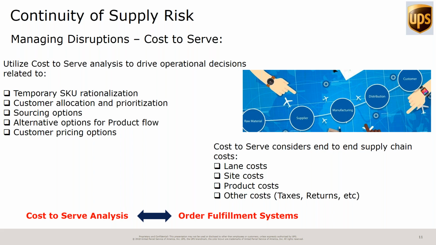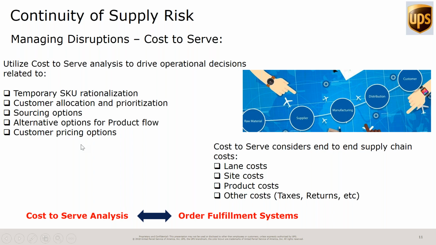And utilizing that to hard code all of those logic and rules on the key decisions the cost to serve is going to point to, and that could lead to temporary SKU rationalization or a customer allocation and prioritization. Available sourcing options, whether you need to shift the volume from your supplier A to a supplier B or C, and alternative routings of the product, and all of that would have cost ramifications, and cost to serve would really provide you the basis for that decision making at an operational level.